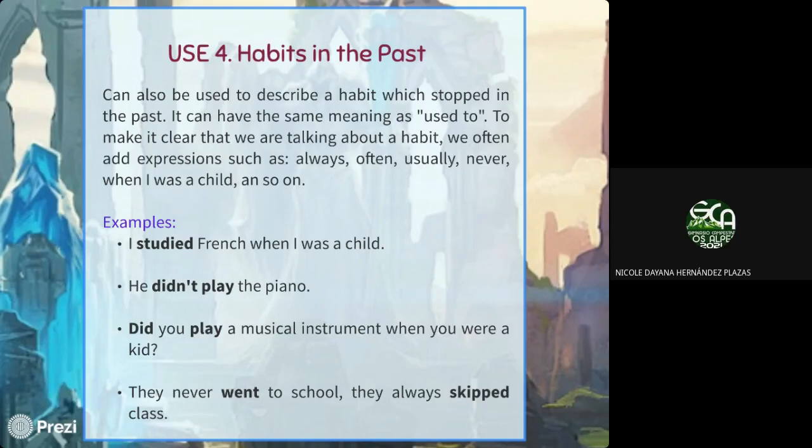Can you say habits that you have but you don't have anymore? Perfect. So that's it.